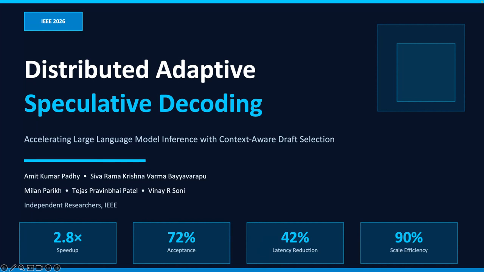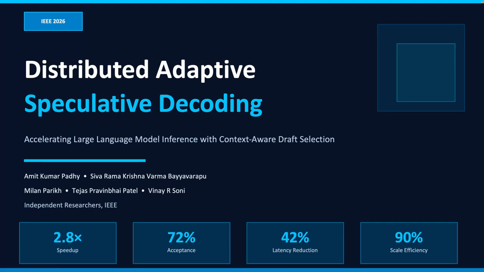Systems like GPT-4, Claude, and Llama 3 must generate hundreds of tokens per response. Each requires a full forward pass through tens of billions of parameters, which creates real-world latency that harms user experience.